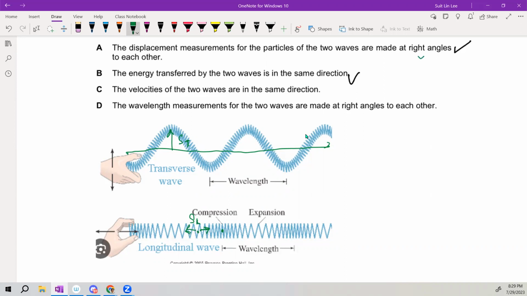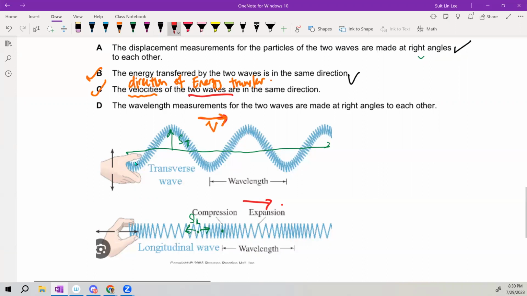Okay, energy transferred is in the same direction. If I put my hand at the same place and the wave travels in the same direction, then yes, it will travel in the same direction. The velocities of the two waves are in the same direction. Yes, because the velocity is also the direction of wave propagation or energy transfer. This is your v. So they are obviously in the same direction. So these two are correct and they mean the same thing. So the answer will be D.